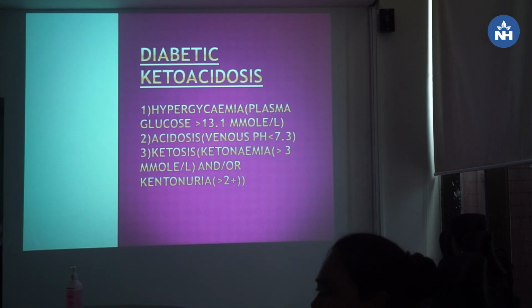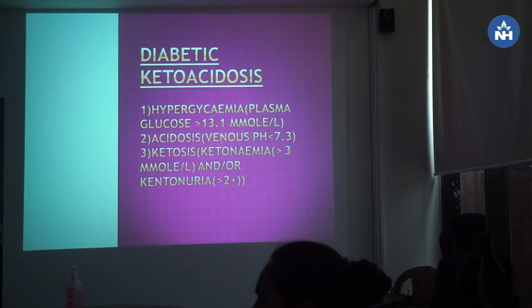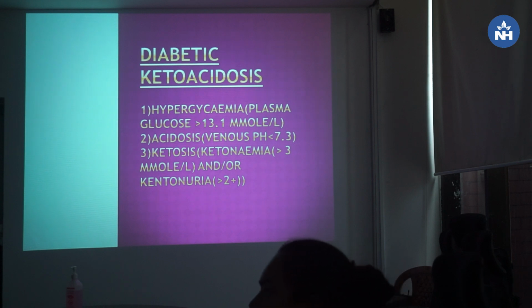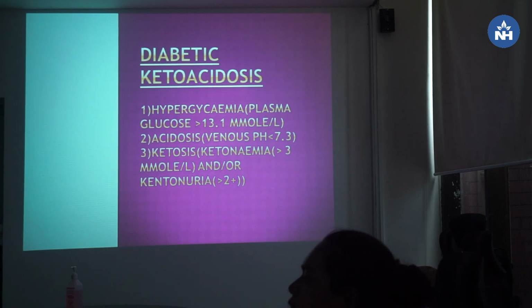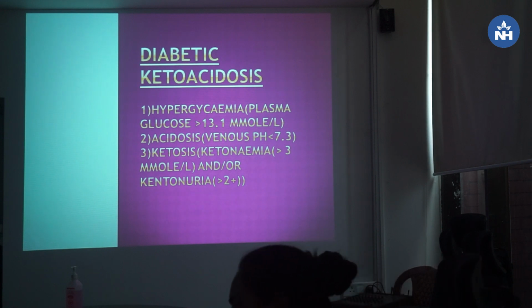Diabetic ketoacidosis is a hyperglycemic emergency which is characterized by these three criteria: hyperglycemia with a plasma glucose of more than 13.1 millimole per liter, acidosis with a venous pH of less than 7.3, and ketosis which can be ketonemia or ketonuria. Ketonemia is more than 3 millimole per liter, whereas ketonuria is more than 2 plus, which is moderate.